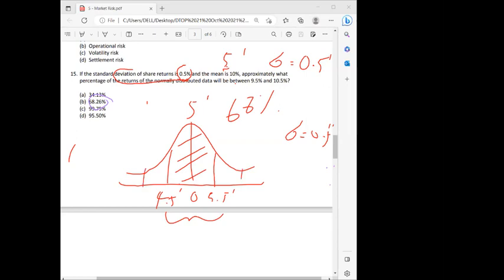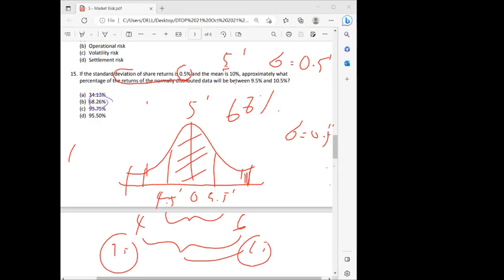And 95 of the 100 students in the class will have height between 4 and 6 feet, between these two. And 99% of the students will be between 3.5 and 6.5 feet.